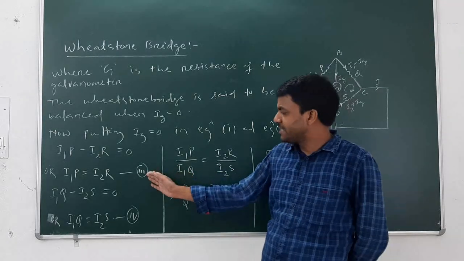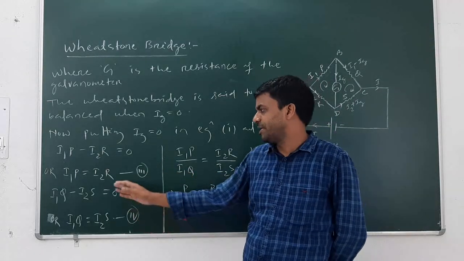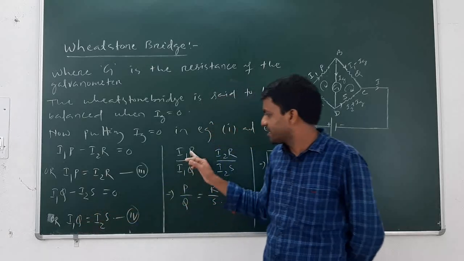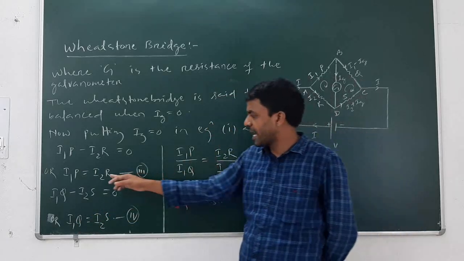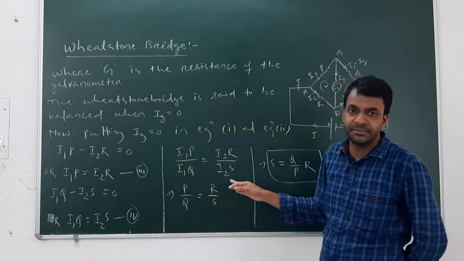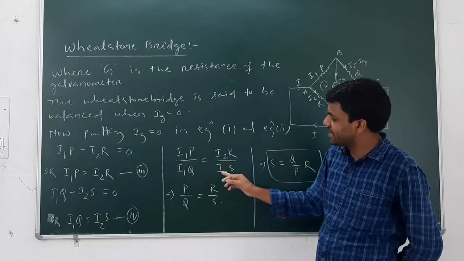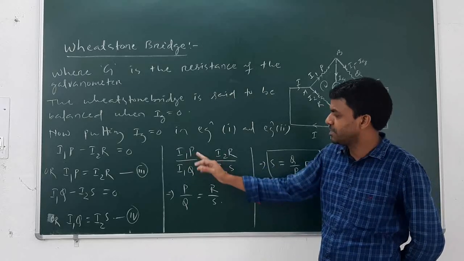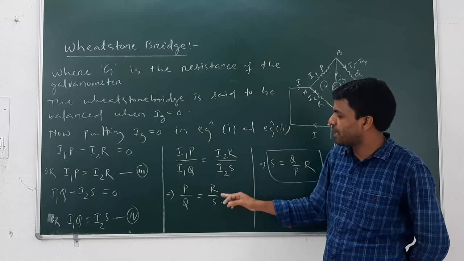Now we will divide equation 3 by equation 4, means I1P by I1Q is equal to I2R by I2S. I1 cancels out, I2 cancels out. The remaining part is P by Q is equal to R by S.